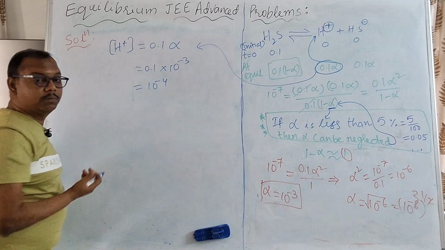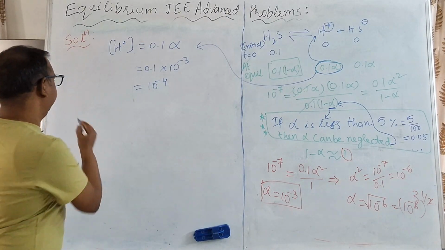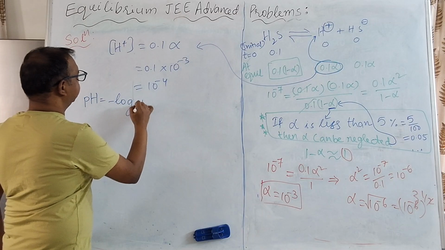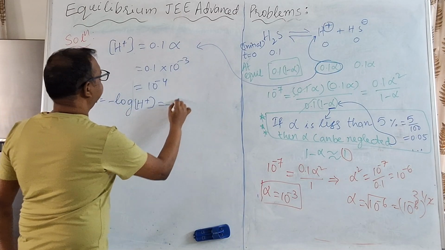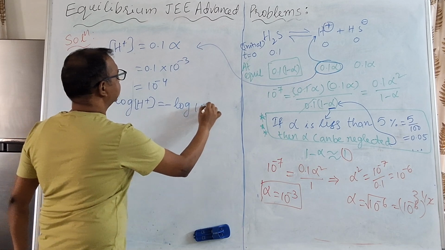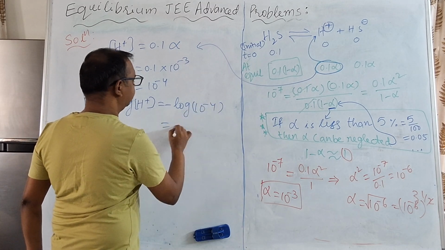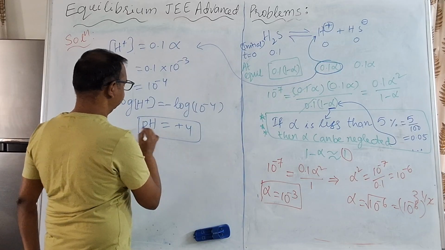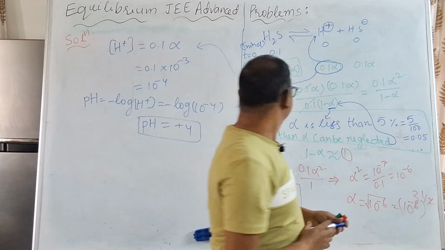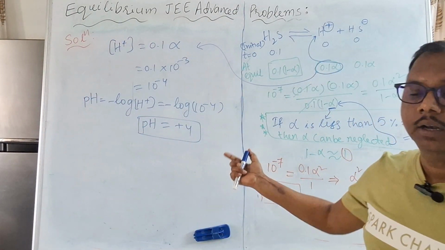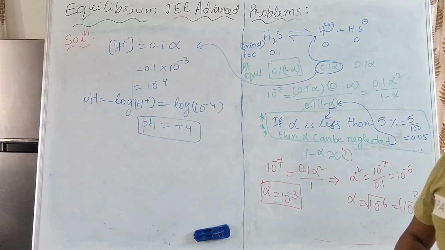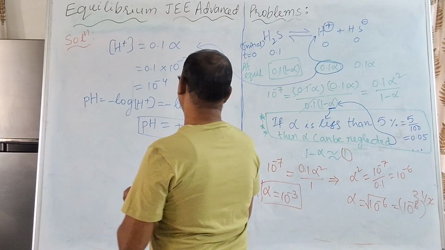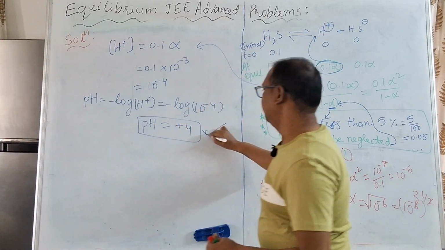Therefore, pH is how much then? pH equals, we know that very well, minus log H plus. Therefore, minus log 10 power minus 4 is equal to plus 4. pH is equal to 4. What is the minimum pH required here? The pH of the 0.1 molar H2S solution is pH equal to 4. This is the final answer. Keep that in mind.